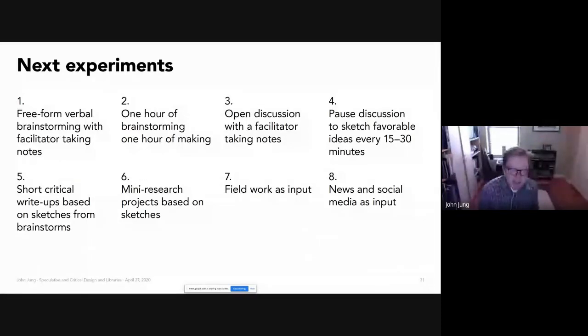Some experiments that we haven't had a chance to try, but we'd like to, are we'd like to specifically pause to sketch out ideas. We'd like to experiment with little kind of critical write-ups or reviews. These would be things that were based on quick sketches or projects, but we'd kind of want like a small, slightly formal critique of those things. We'd like to try to incorporate little research projects or use field work or the news as input for things.